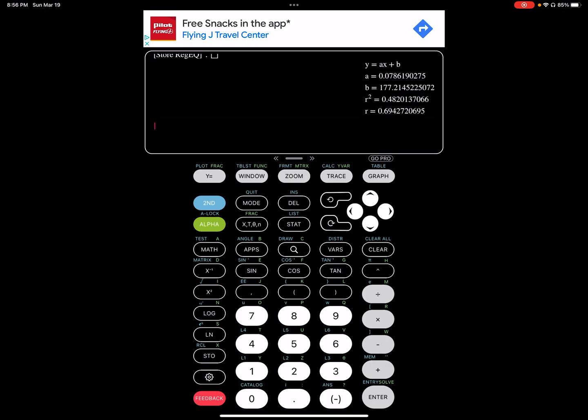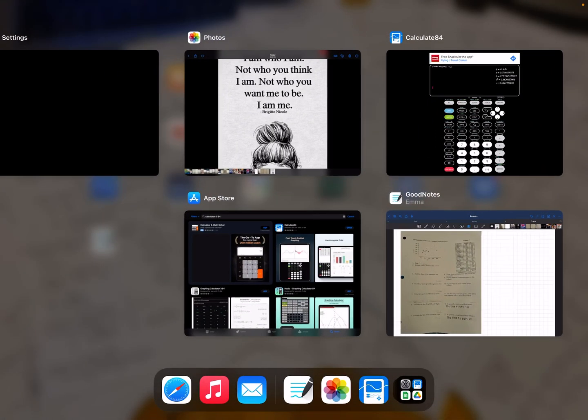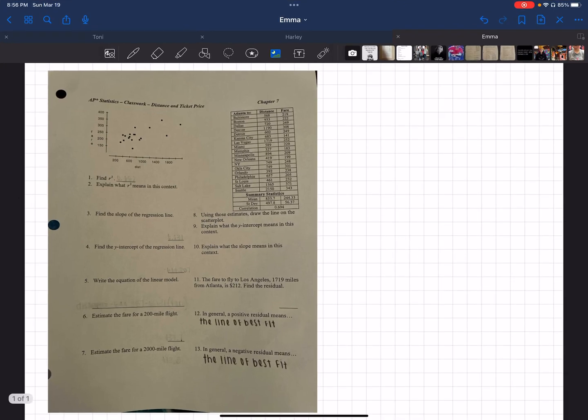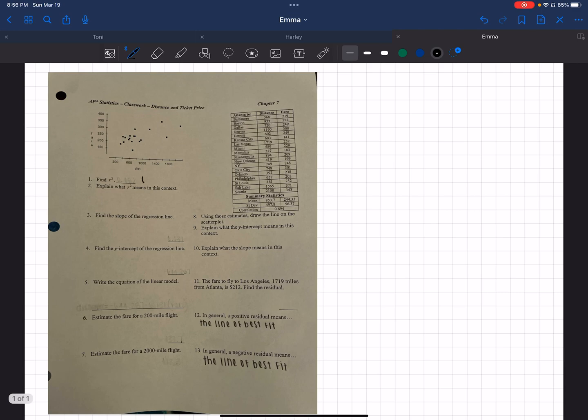My slope should be 0.0786190275. My y-intercept is that B of 177.21452. And r squared is your 0.482, which you did get that correct. Okay, so number one, you had that one correct. That was 0.482.